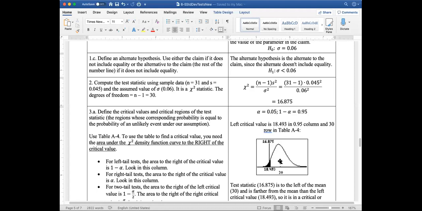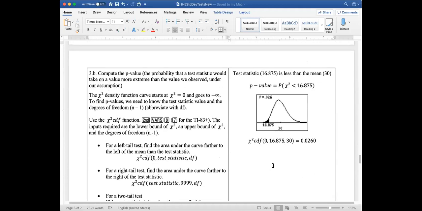Then we plot, and in our critical value sketch, notice we put the mean in the middle. 30 was the mean. That gives us a point of reference. 18.493 is to this side of 30. And then we plot the test statistic relative to that, and we see that it is less than 18.493, which means it's to the left. And in a left-tailed test, that means it's in the critical or rejection region. So that says that 16.875 is unlikely.